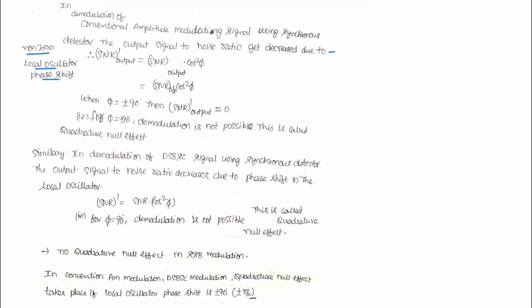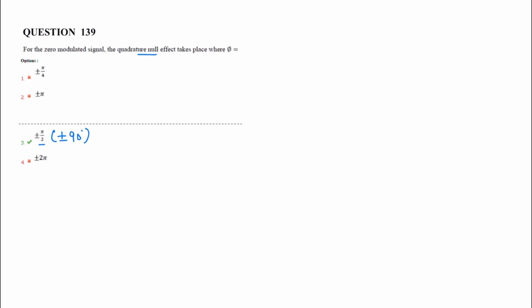Similarly, in demodulation of a DSB-SC signal using a synchronous detector, the output signal to noise ratio decreases due to phase shift in the local oscillator. As phi value increases, output signal to noise ratio decreases. For phi equal to 90, demodulation is not possible. It is a quadrature null effect. So no quadrature null effect will take place in SSB modulation. In conventional amplitude modulation and DSB-SC modulation, quadrature null effect takes place if the local oscillator phase shift is plus or minus 90 degrees. This is the conclusion point. Correct answer is option 3.